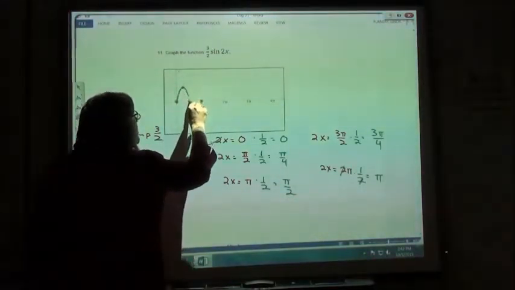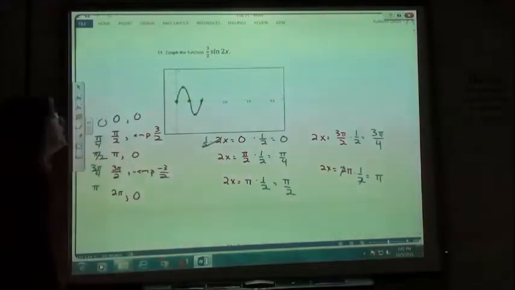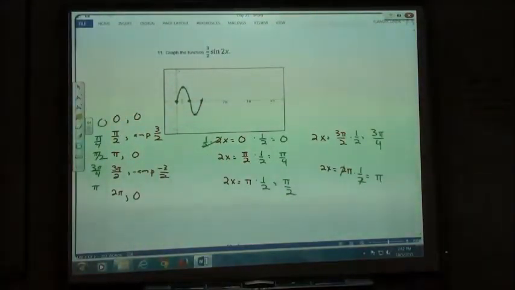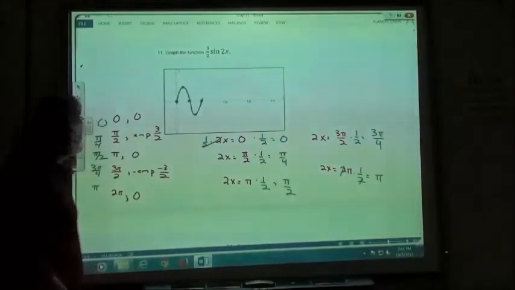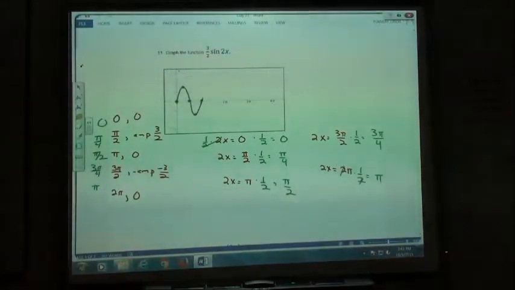So this time my period is only pi instead of 2 pi, and my sine curve got smushed together. And again, it'll just keep going up, down, because my sine curve really continues on and on. We're just graphing one cycle of our curve.